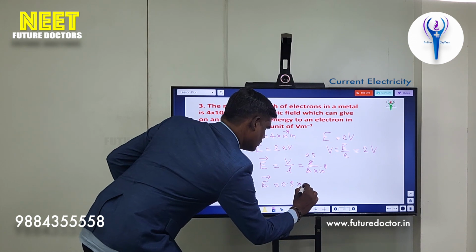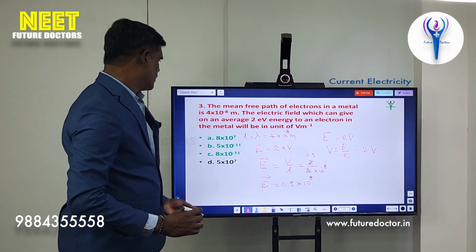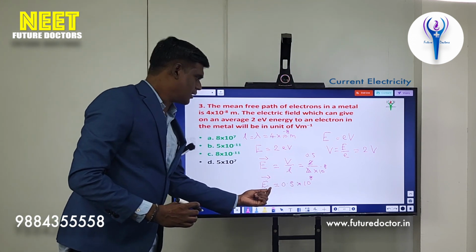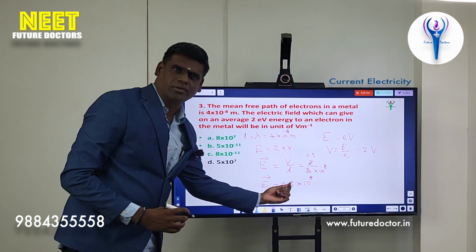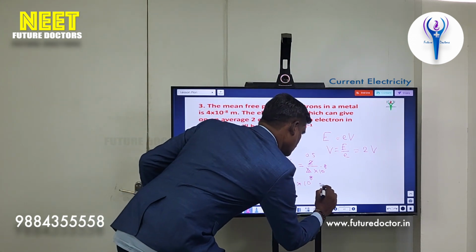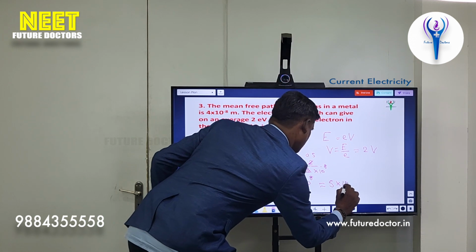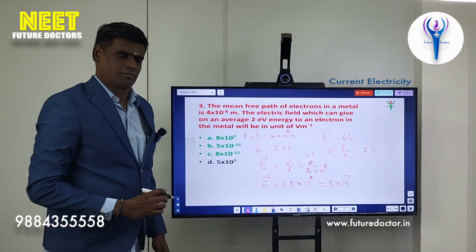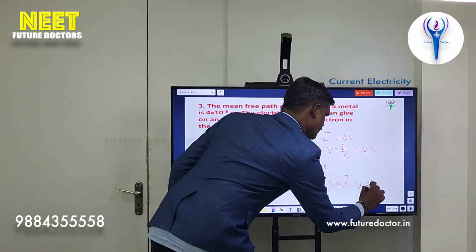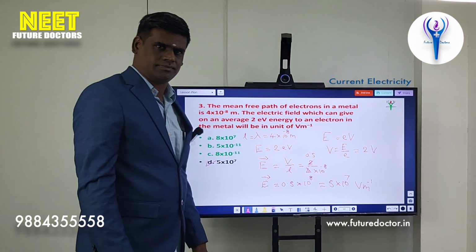0.5 into 10 power plus 8. And the answer is given in 10 power 7, 10 power minus 7 like this. So take 10 here as 10 power 1. 0.5 into 10 gives 5. 5 into the remaining thing, 10 power 7. Therefore, this is equal to 5 into 10 power 7. Unit is given as volt per meter. So option D is the correct answer.